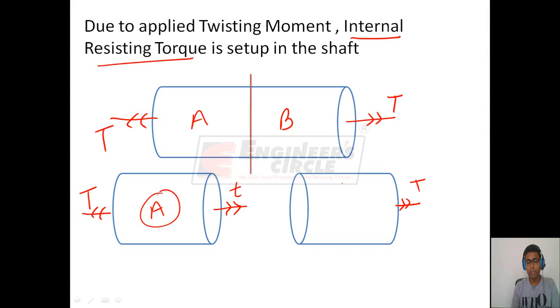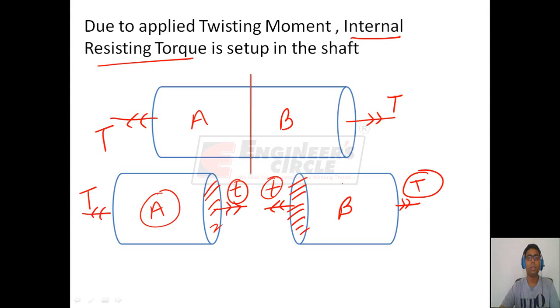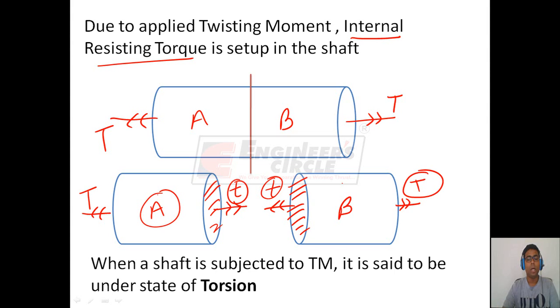Similarly, an internal torque must be acting on part B in direction opposite to the applied torque. So internal torque must be acting in this direction. So small t is the internal torque on this cross section and small t is the internal torque on this cross section. So when shafts are subjected to twisting moment, internal torques will be set up on each and every cross section on the shaft. When a shaft is subjected to twisting moment, it is said to be under a state of torsion. So torsion means that shaft is subjected to twisting moment.